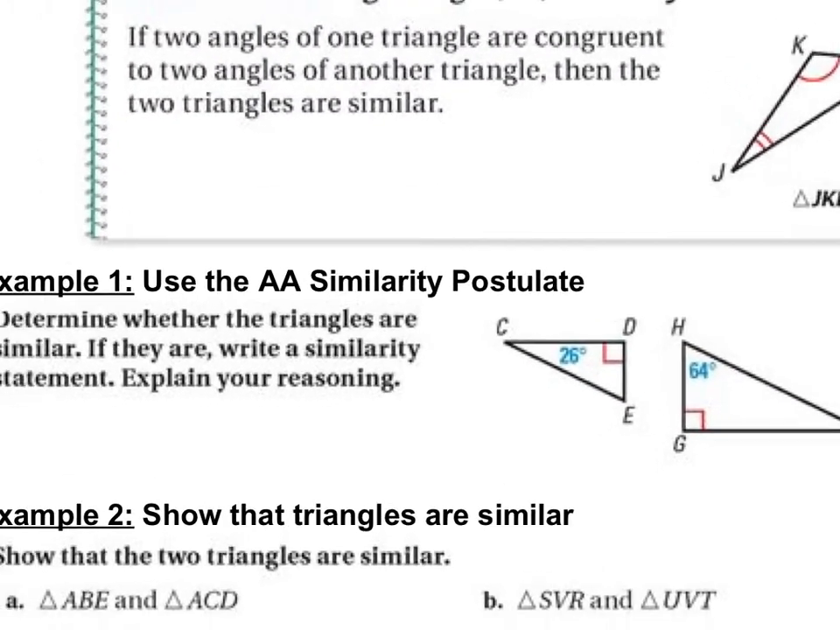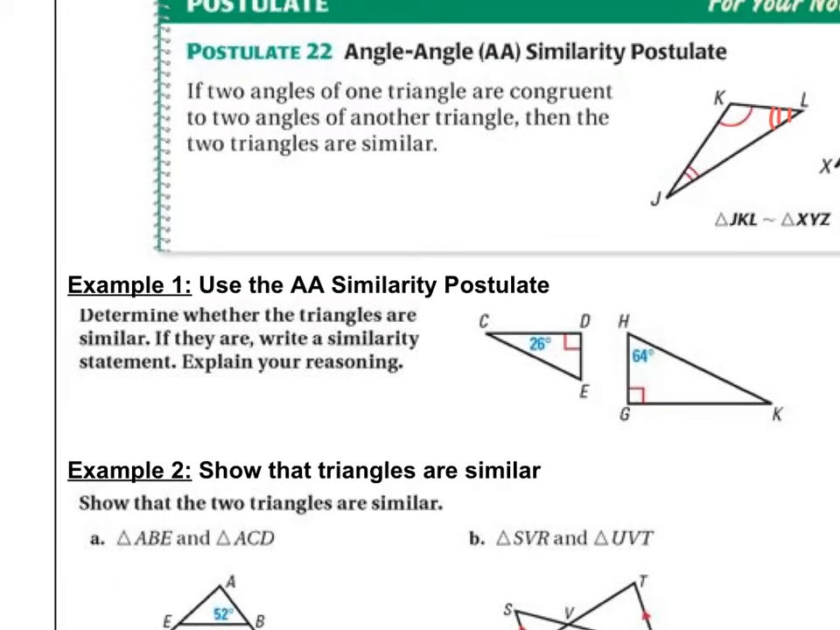So example 1, we're using it. Determine whether the triangles are similar. If they are, write a similarity statement. Okay? All right, so in looking at this, we already see that we have two right angles. So there's one of our A's. And then we see that we have 26 and 64. So from what we know here, no, we do not have enough information. But just using some simple math, we can determine if there's any extra information that we need or can use simply by figuring out those missing angles.